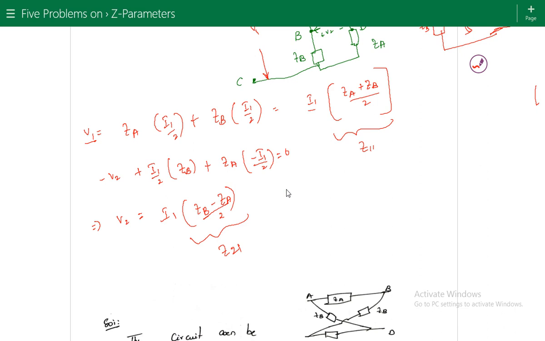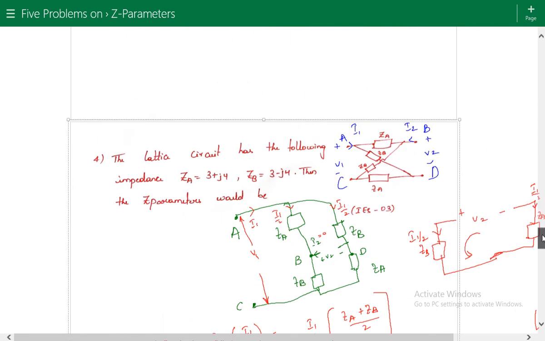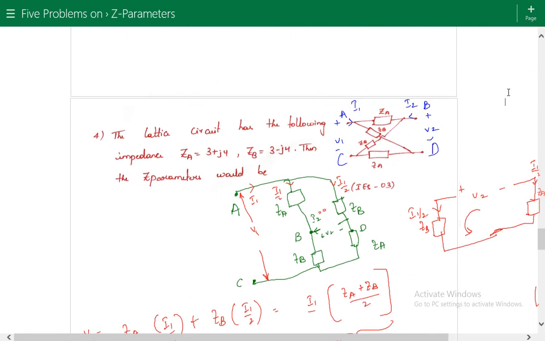Similarly, how are we going to find the values of Z12 and Z22? In this network, now make I1 equal to 0, and find the values of Z12 and Z22. Find V1 and V2 as a function of I2 current. That means the current I2 here is not 0. Now, how will the current divide?